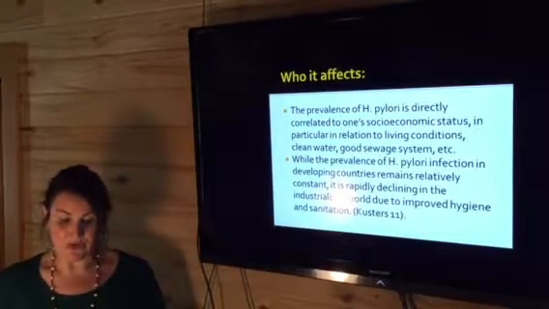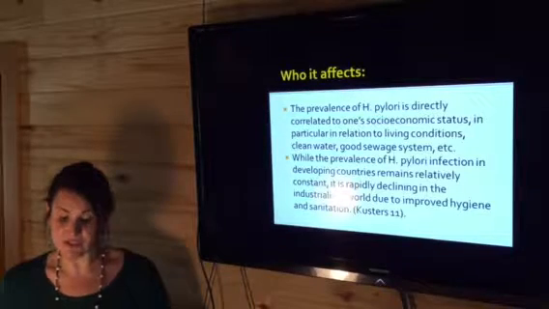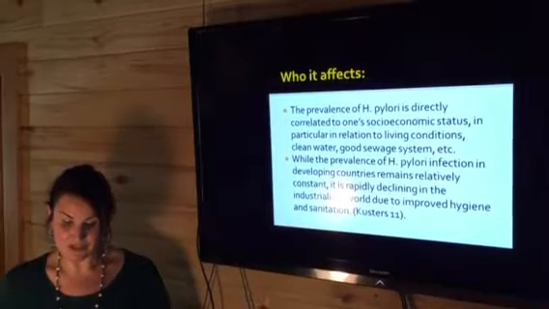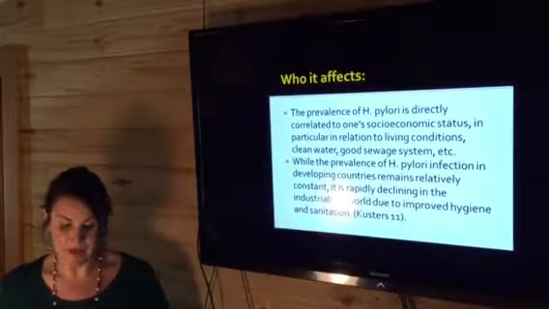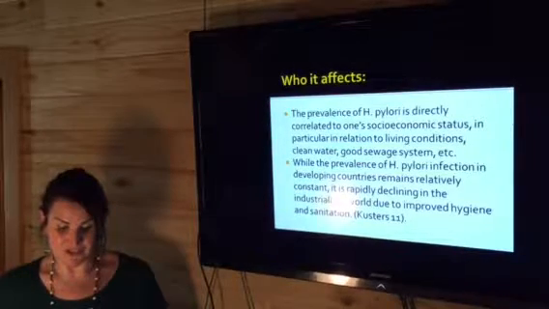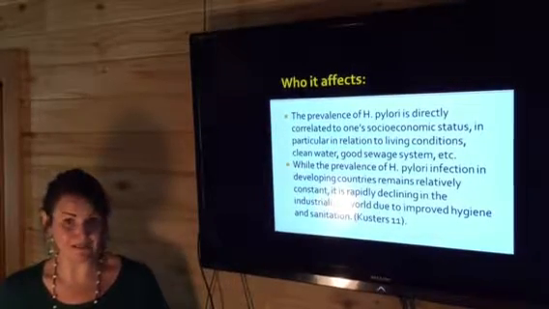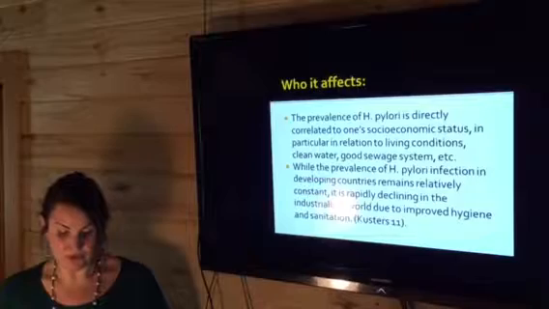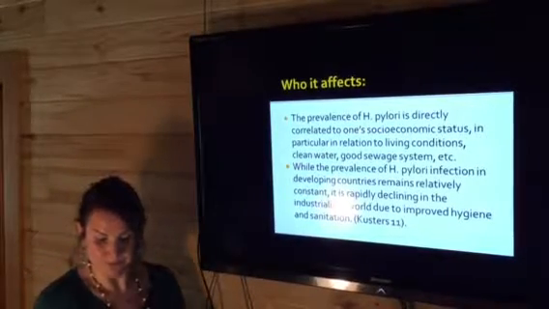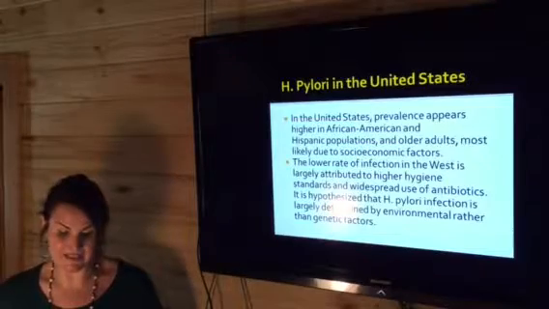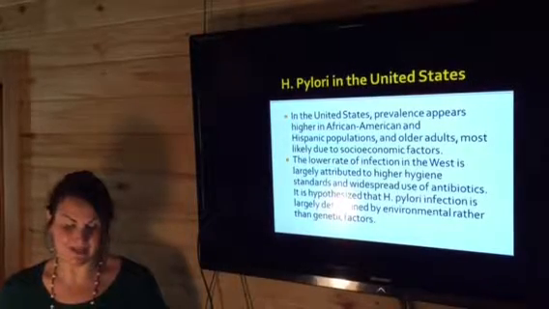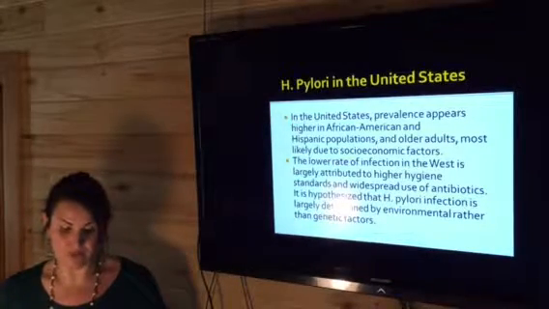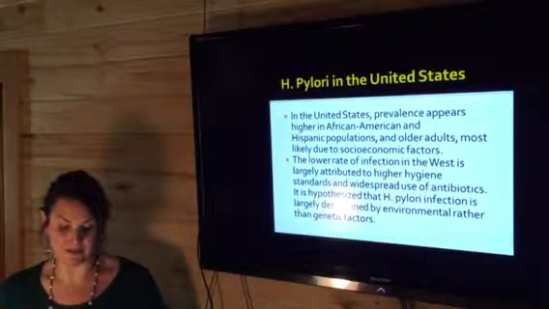The prevalence of H. pylori is directly correlated to one's socioeconomic status, in particular in relation to their living conditions, clean water, and good sewage system. While the prevalence of H. pylori infection in developing countries remains relatively constant, it is rapidly declining in the industrialized world due to improved hygiene and sanitation. In the United States, the prevalence appears higher in African American and Hispanic populations, and older adults, most likely due to socioeconomic factors.